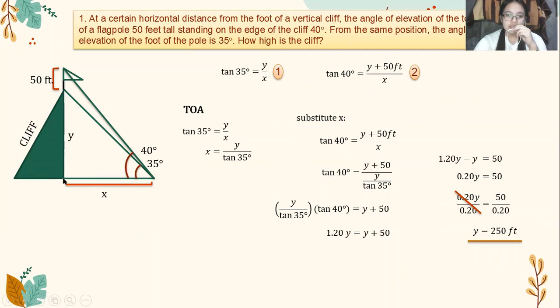and this is the distance of the cliff and the object. Then this is the angle of elevation of 35 degrees and the angle of elevation of 40 degrees. So we will create an equation. So we have here tangent 35 degrees is equals to y over x. So in 35 degrees, this is below the flagpole.